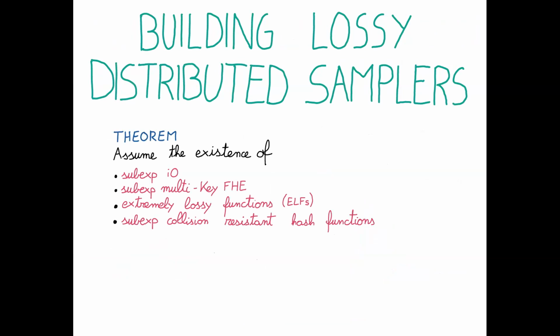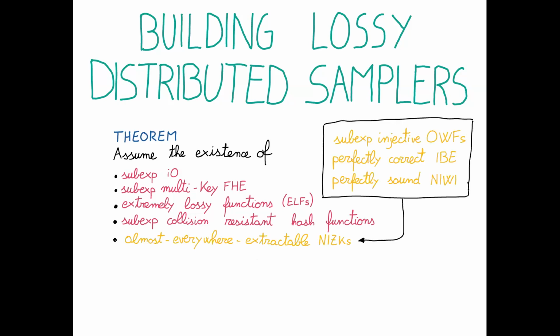Now, in the paper, we show how to build a lossy distributed sampler under some set of strong assumptions, in particular sub-exponential iO, sub-exponential multi-key FHE, extremely lossy functions that also require the exponential hardness of DDH for elliptic curves, sub-exponential collision-resistant hash functions, and also a new type of NISIX we introduced in the paper that we called almost everywhere extractable NISIX. Basically, these are extractable NISIX that are compatible with iO.